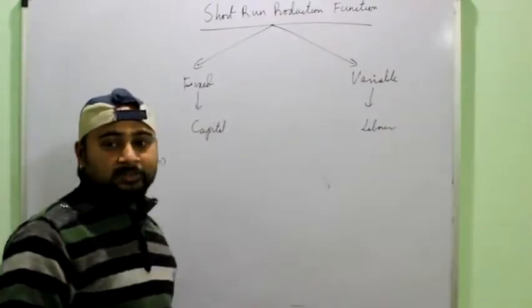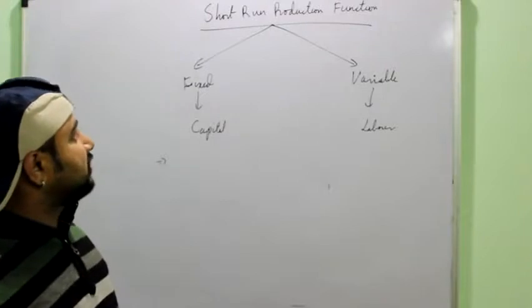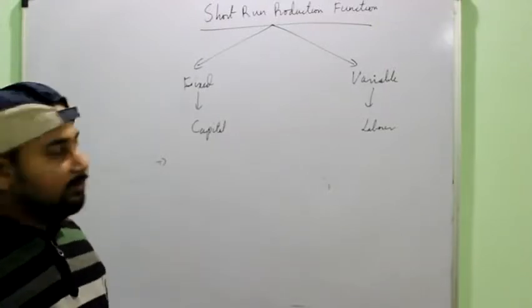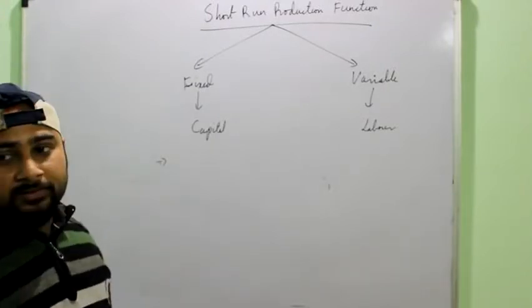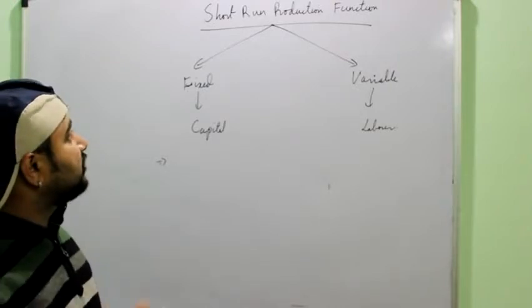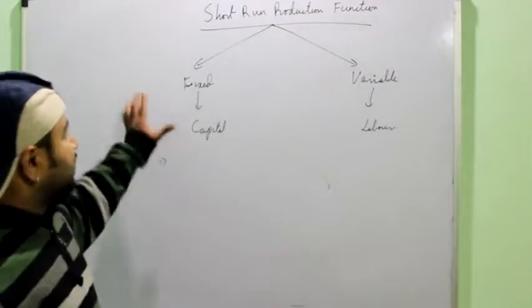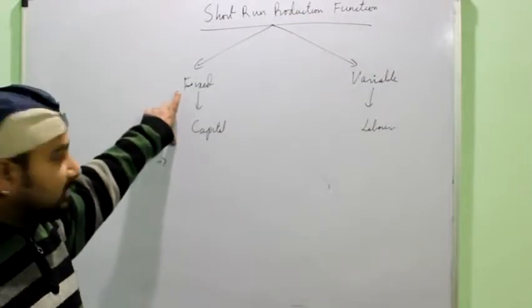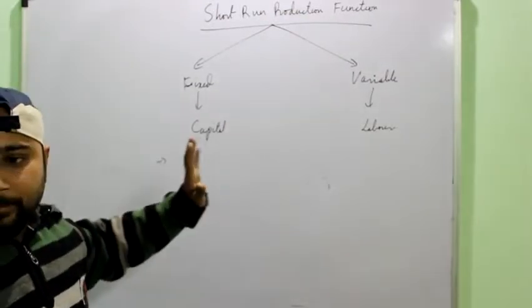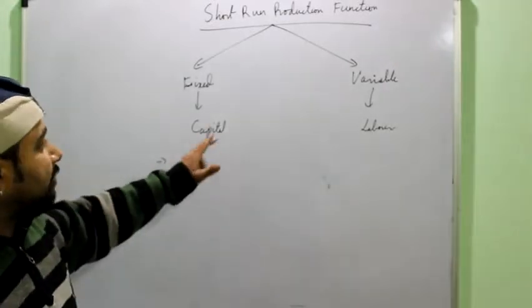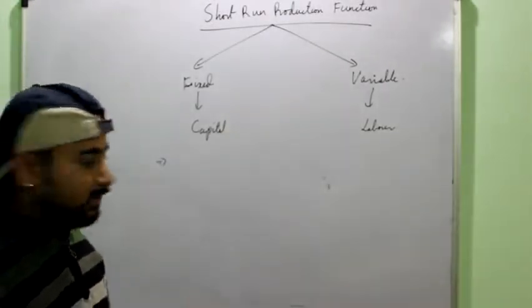After learning the various concepts of production, that is total production, marginal production and average production, now we have to talk about the most important topic of this particular unit, that is the short-term production function, right? Remember, short-term production function is a function where some factors are fixed and some factors are variable. Fixed factor is capital and variable factor is labor.